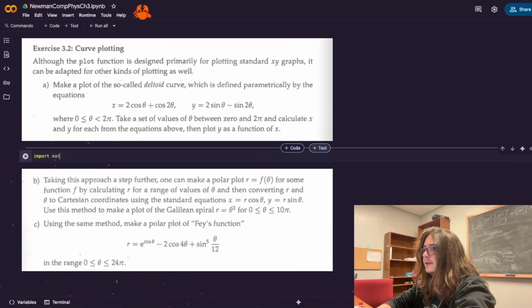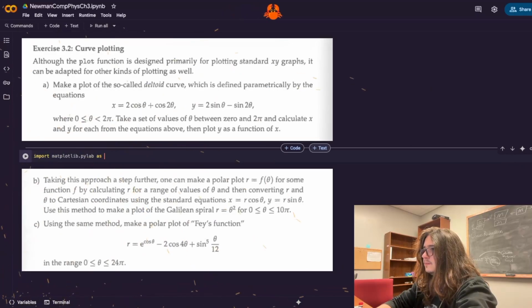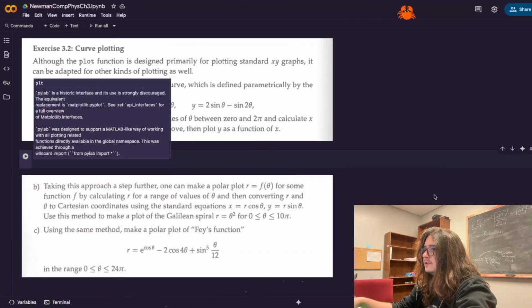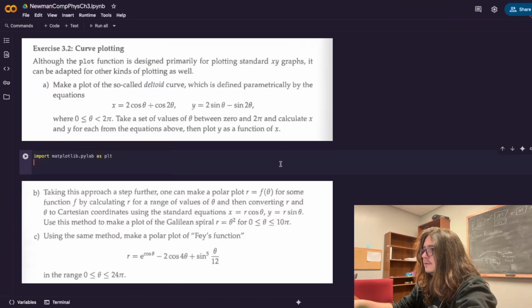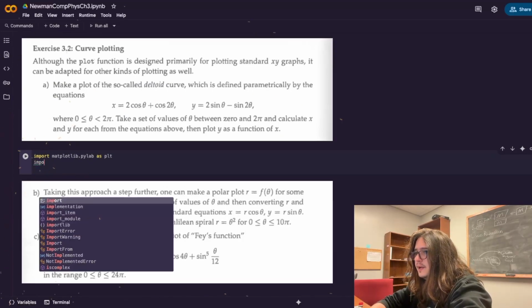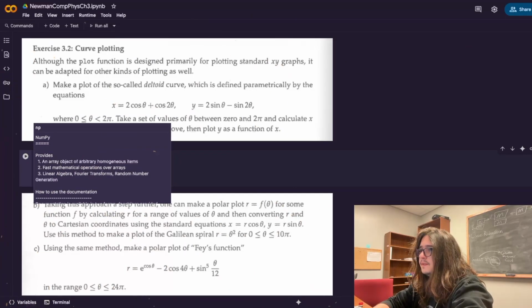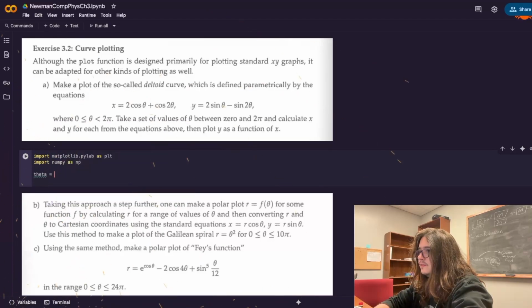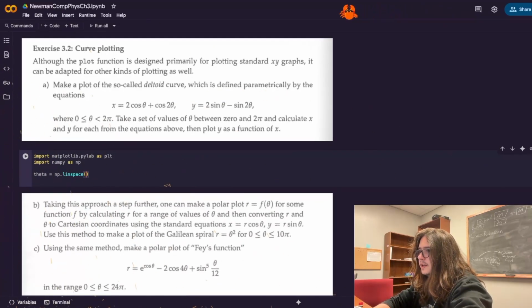Import matplotlib.pylab as plt. I see that we have cosine functions and sine functions in the problem statement, so we should probably also import numpy. It's the easiest way to do that. And then we make a list of thetas from 0 to 2 pi. So I'm going to do this via a numpy linspace function.